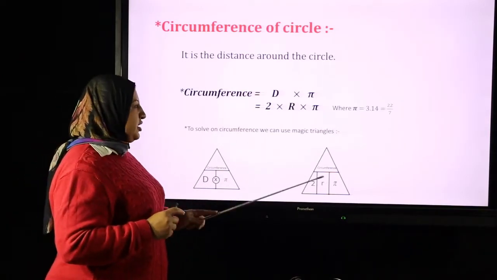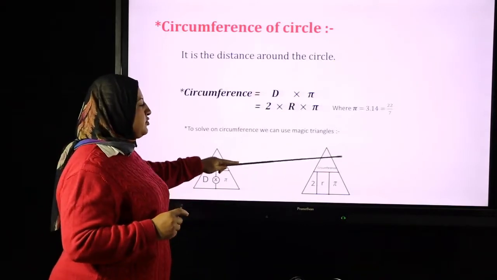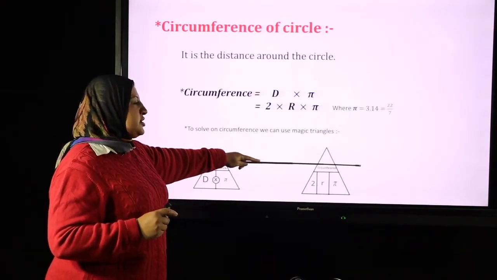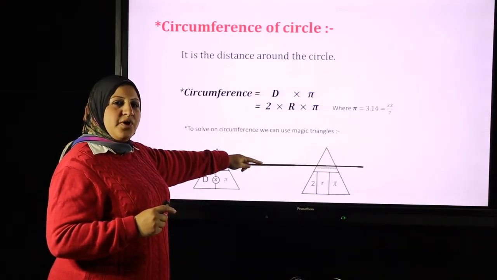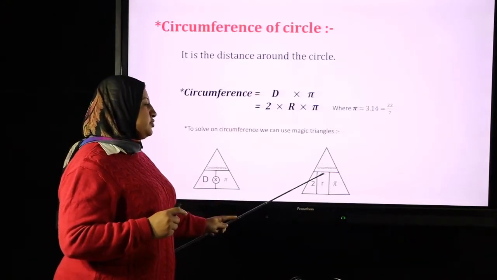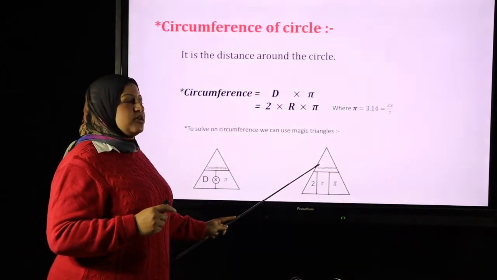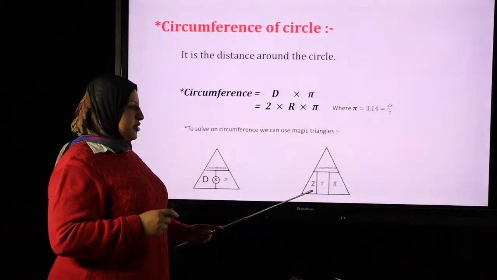The second magic triangle for the second rule, if I want to get the circumference, I will hide it. So circumference equals 2 times pi times r. And if I want to get the radius, it will be circumference over 2 pi, or circumference divided by 2 times pi.